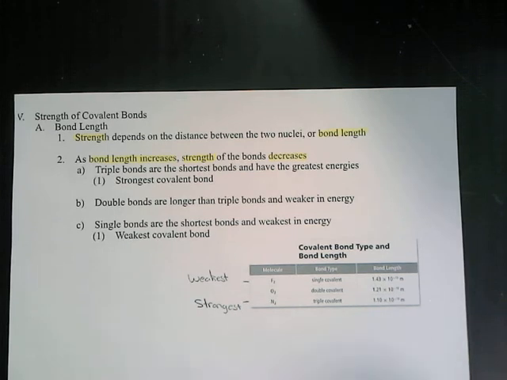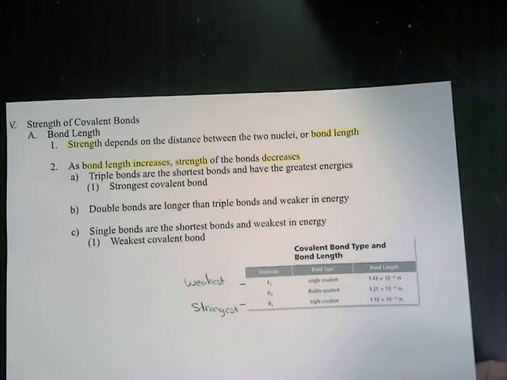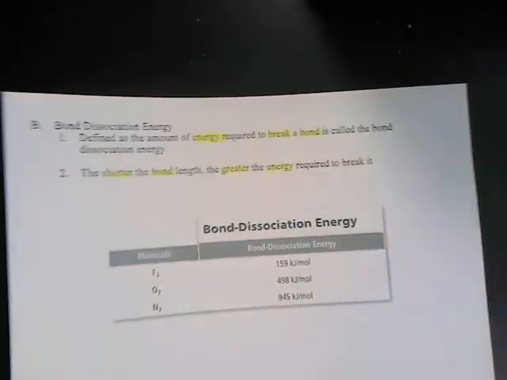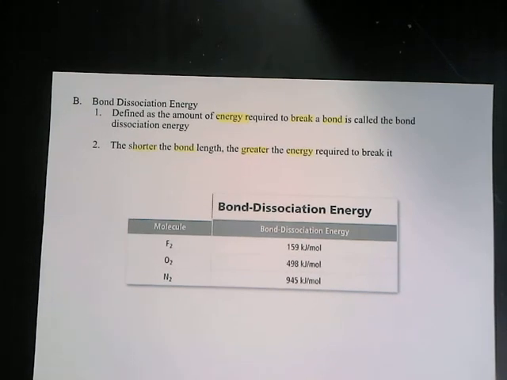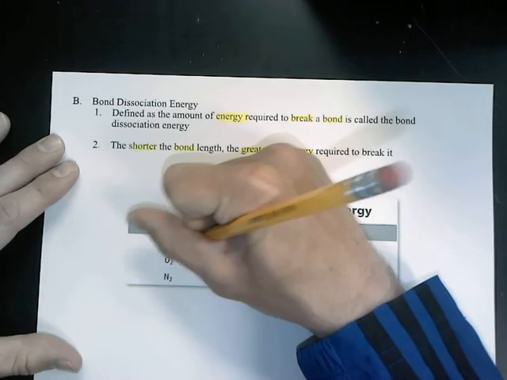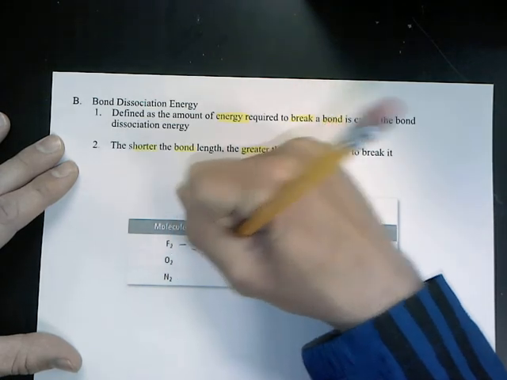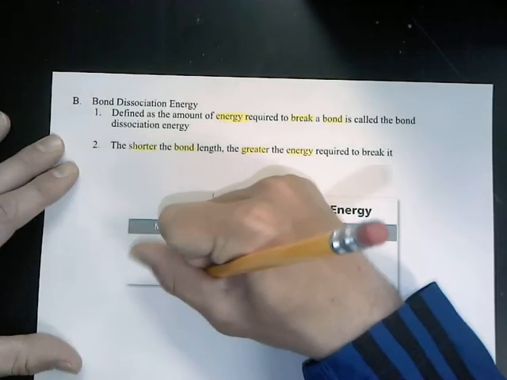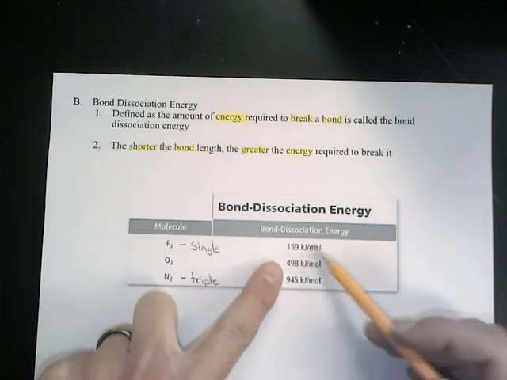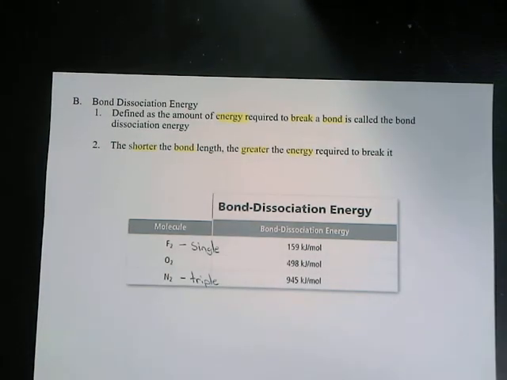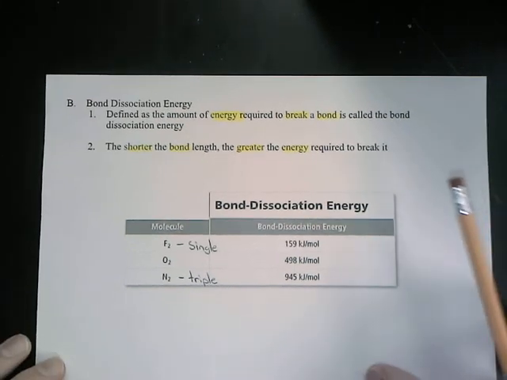Now, how we can represent that is actual bond dissociation energy, which is just the energy required to break a bond apart. Now, the shorter the bond, the greater the energy required to break it apart. And just as a reminder here, fluorine has a single covalent bond, and nitrogen has a triple covalent bond. So a single covalent bond needs much less energy to break it apart than a triple covalent bond, which makes sense. The more things that are shared, the stronger it is, the more energy it takes to break it apart.